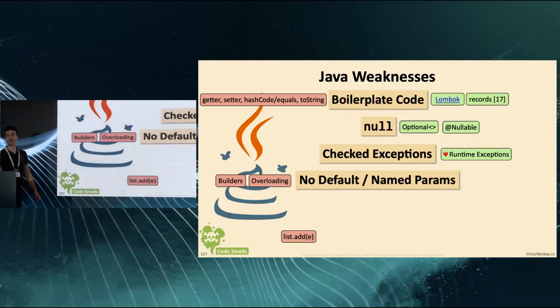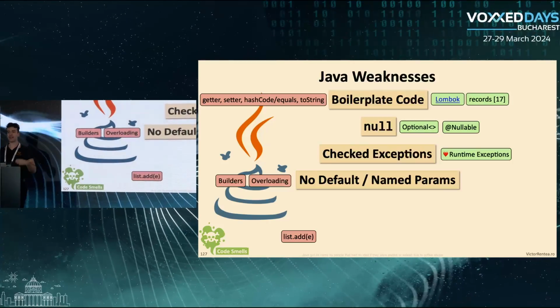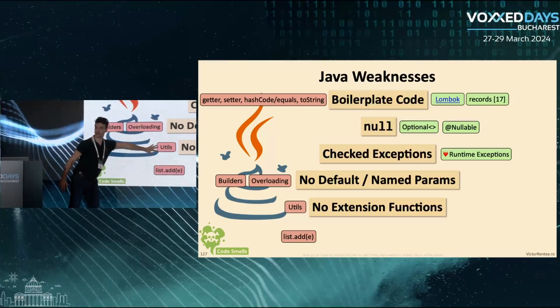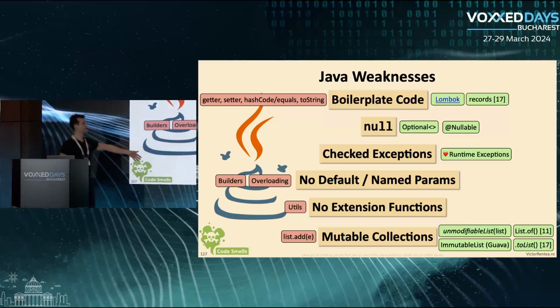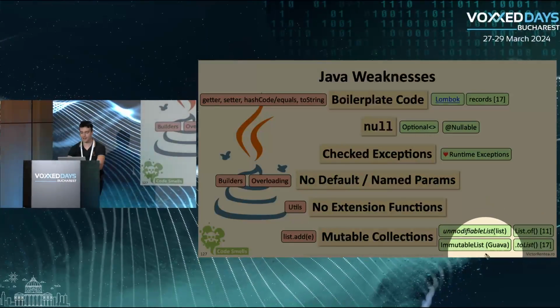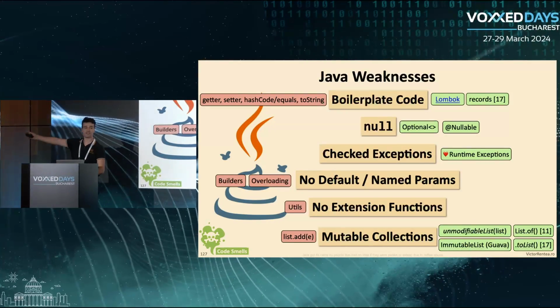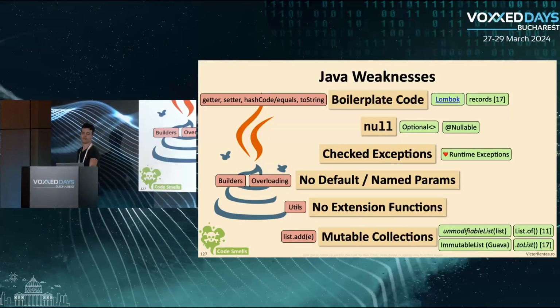No default, no named parameters. The consequence: we have overloading in builders. This is a language weakness. No extension functions. The consequence: utils. Right? Collections that you can change. And they try to fix it. Unmodifiable list, Guava created immutable list. They try to fix it, but they struggle. Kotlin started, and Scala started with the right foot. Collections are immutable by default.